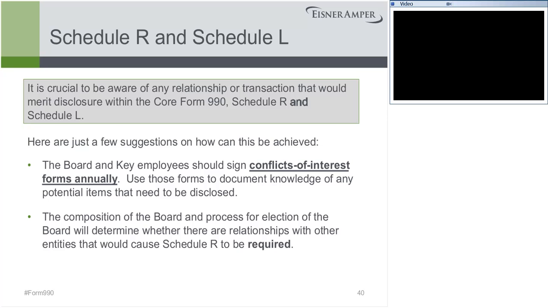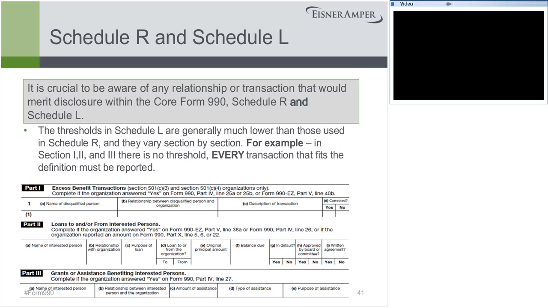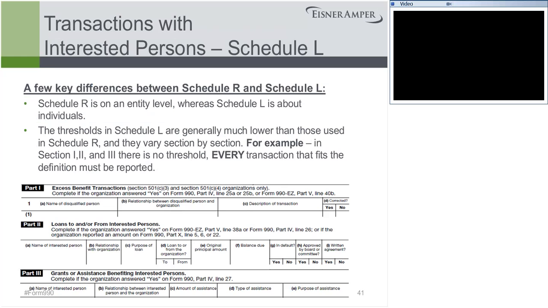Again, we're going to look at Schedule L. There's all sorts of transactions and different thresholds depending on what it is, okay? So, as I mentioned, Schedule R is on an entity level. Schedule L is all about individuals. The thresholds for Schedule L are generally much lower than those used in Schedule R. But again, they vary section per section. So every transaction that fits the definition must be reported.